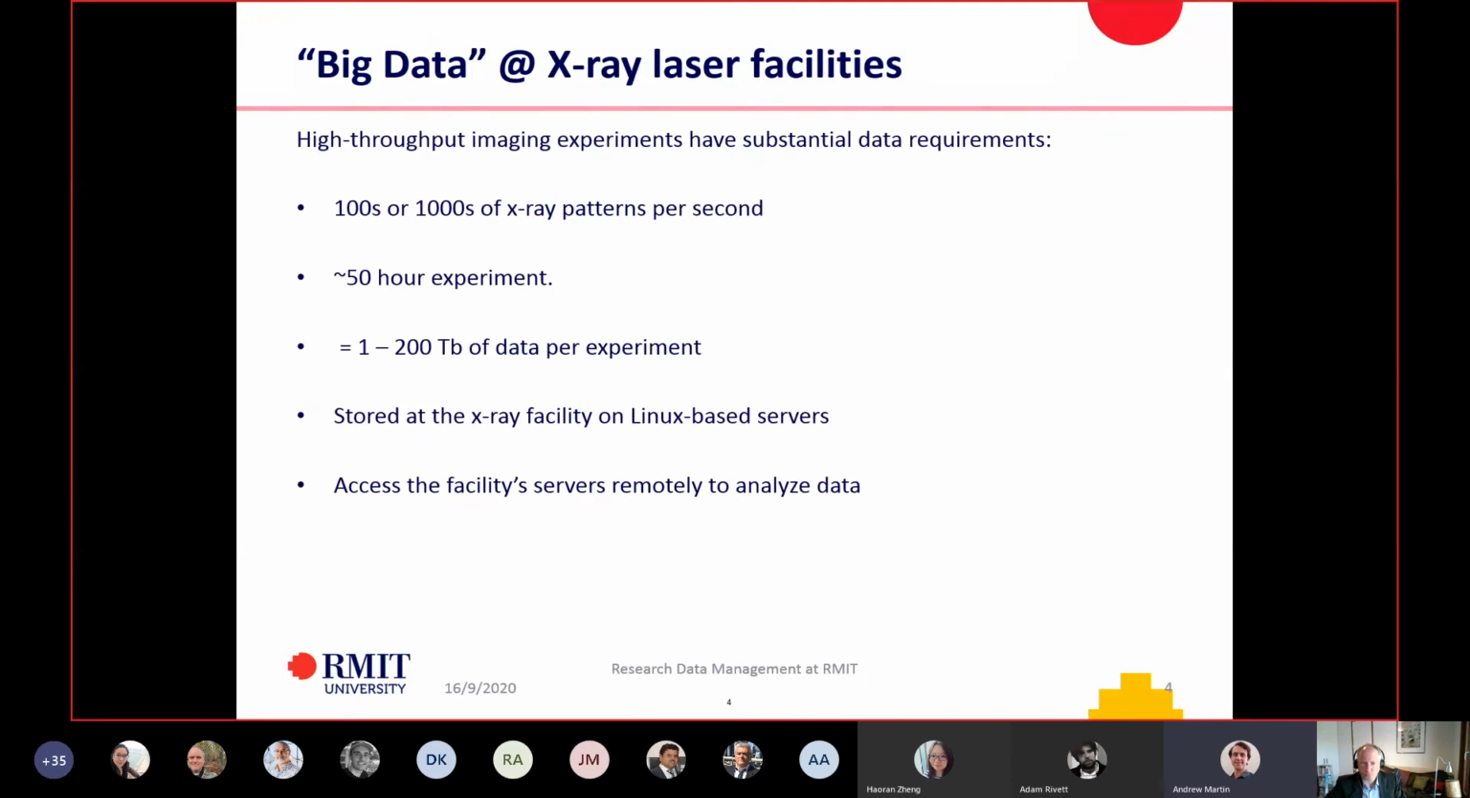Because these facilities are free to access, but the amount of data you can generate is so large, it's not realistic to expect every user group that comes for just a few days to have the resources back at their home institution to take all the data back home, to store it, to manage it, and all that sort of thing. So it's built into these facilities that they have servers and data storage on site. And you usually access a lot of your data, at least the raw data, remotely by effectively logging into a server.